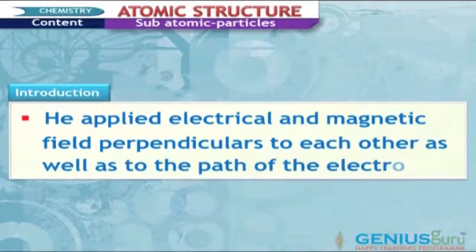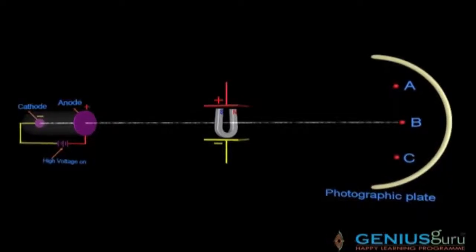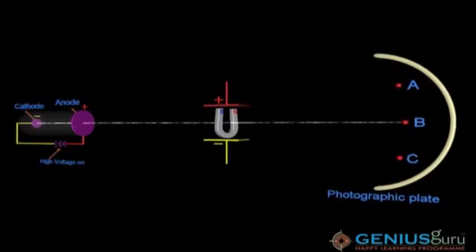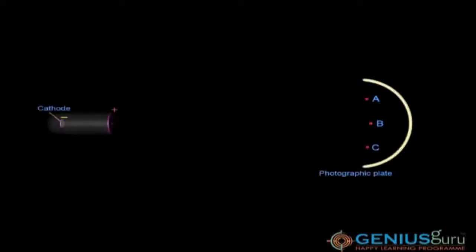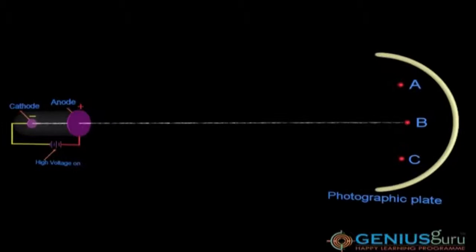So the experimental setup of J.J. Thomson to find out the charge to mass ratio is shown here. Look at this. This is the cathode and this is the anode, and these two terminals are connected to a high energy source or high voltage source. When a high voltage is applied, cathode rays originate from the cathode. So therefore they travel from the cathode towards the anode.